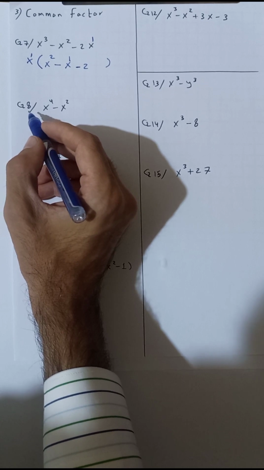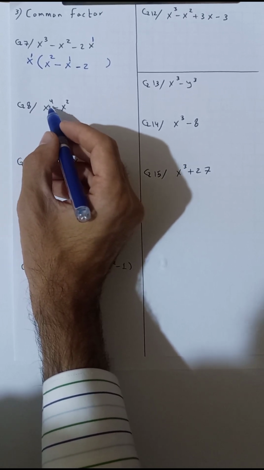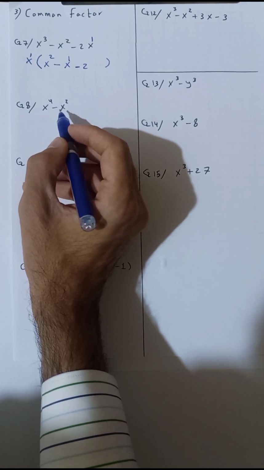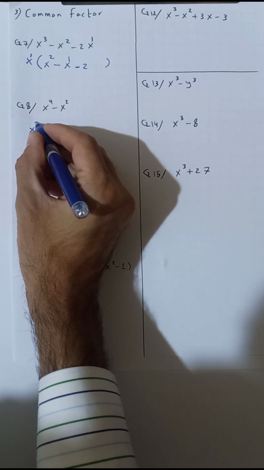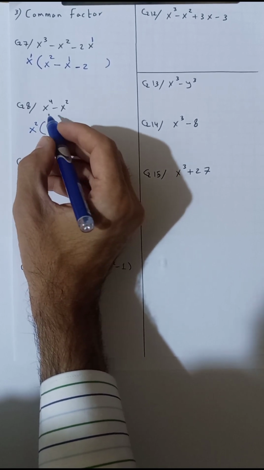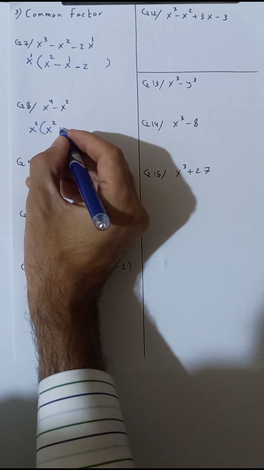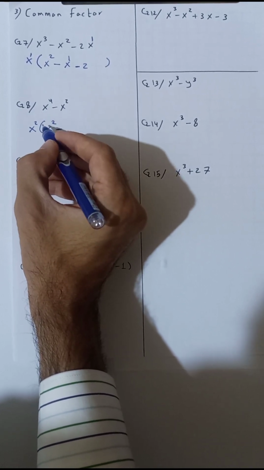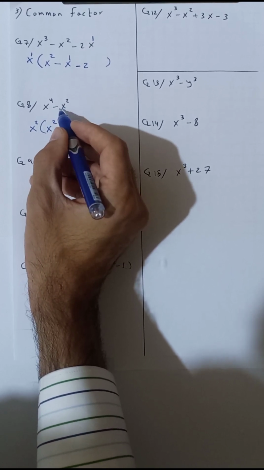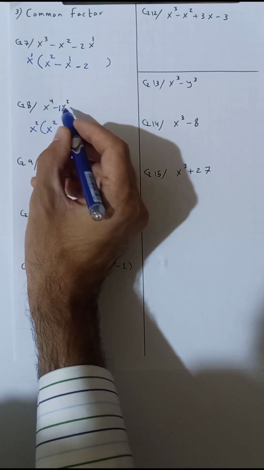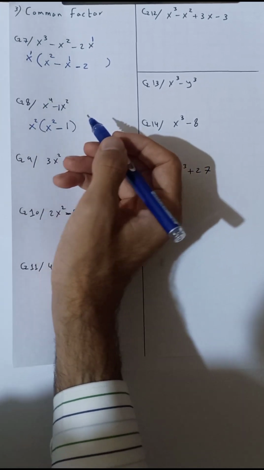In the question 8, we have two terms. X to the power 4, x squared. The small power is 2, so x squared is common. 4 minus 2, 2. 2 minus 2, there is no x, but there is a coefficient. What is coefficient of x squared? It's 1. 1 is left over.